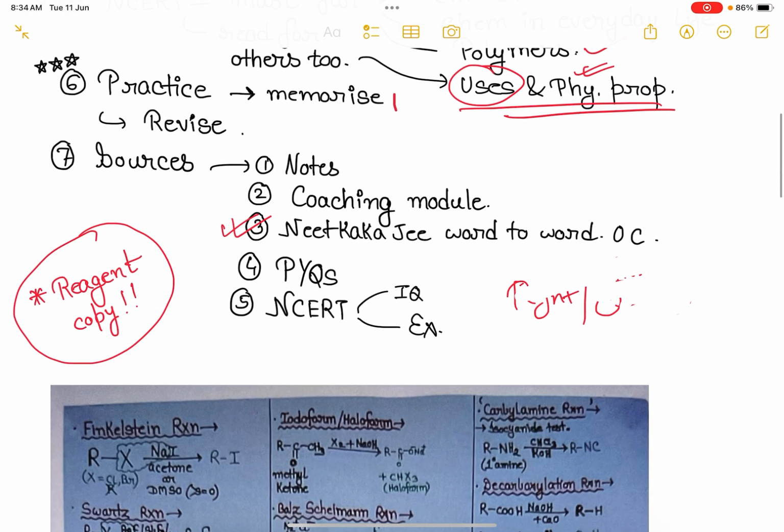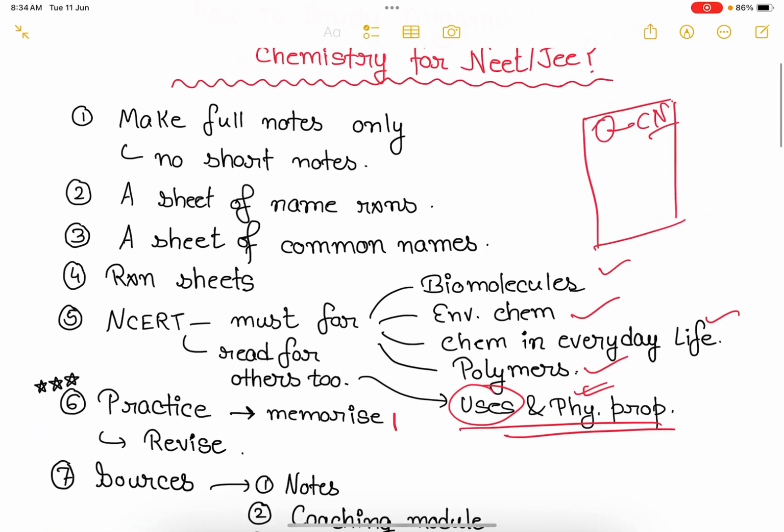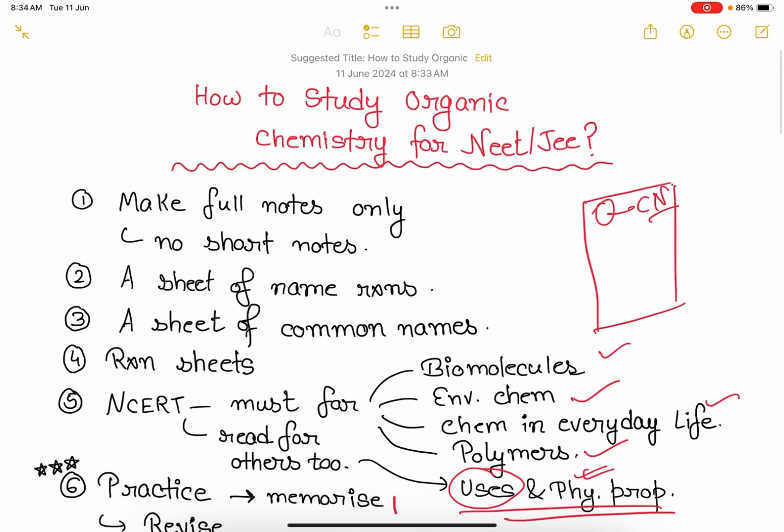But here you have the in-text questions and the exercise questions, and you have to do them. You have to do them for your boards as well. Definitely for your boards you have to do them. So do it with the mindset of boards, and you will be done with NEET or JEE as well. So that was it. Let me summarize it once more.